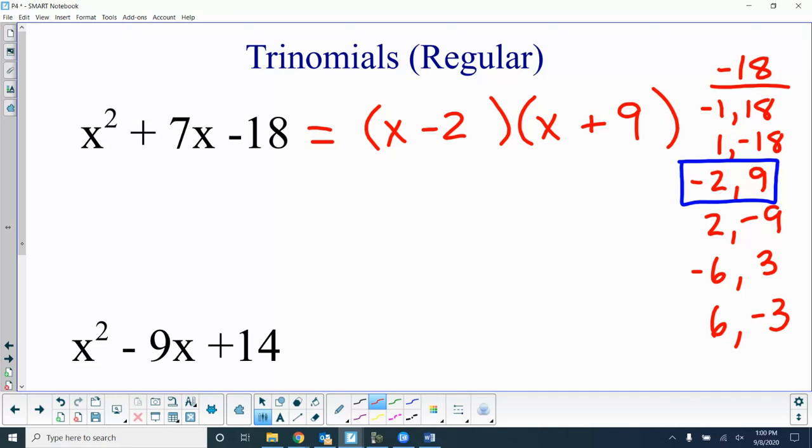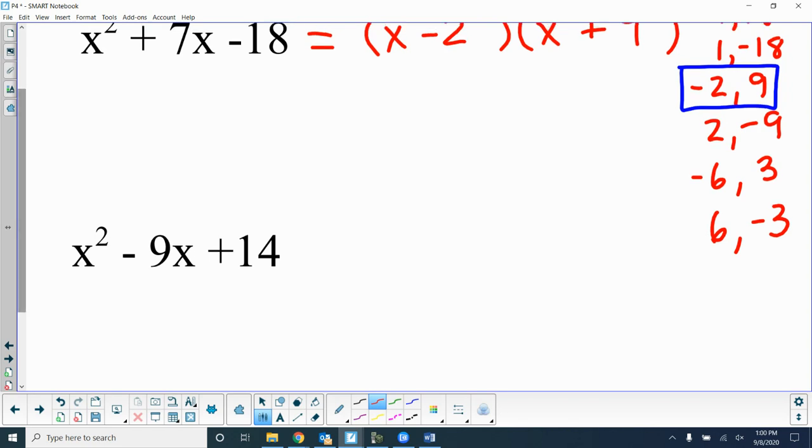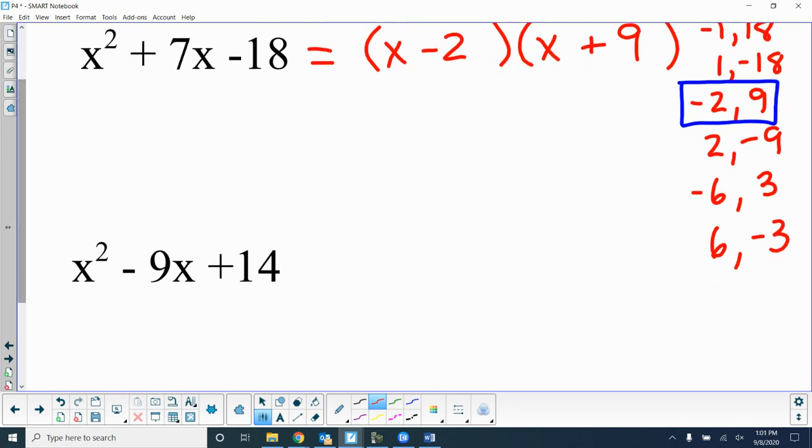Just like this one. A is 1, what's B? Negative 9, what's C? 14, okay? Another thing I wanted to tell you, whenever C is negative, you're always going to have a negative and a positive. Whenever C is positive, you're going to have, in this case, 2 negatives. If that's a positive, you have 2 positives. That will always be true. When the C is positive, they're both whatever is in front of the B number.